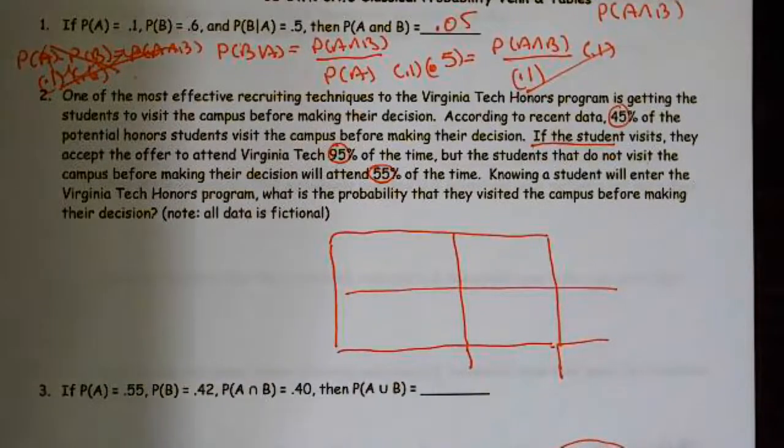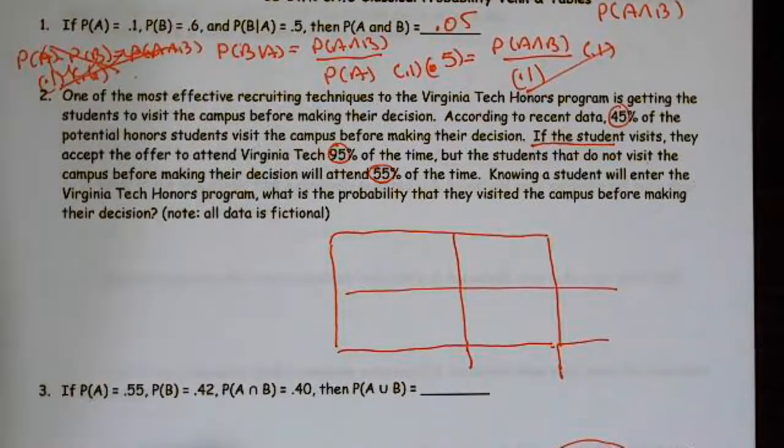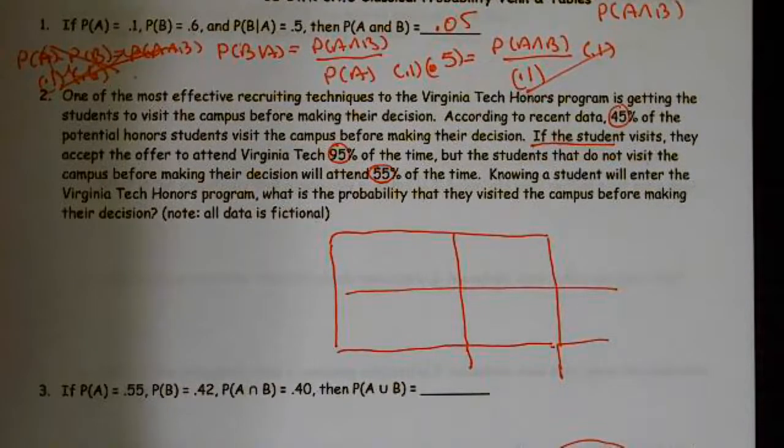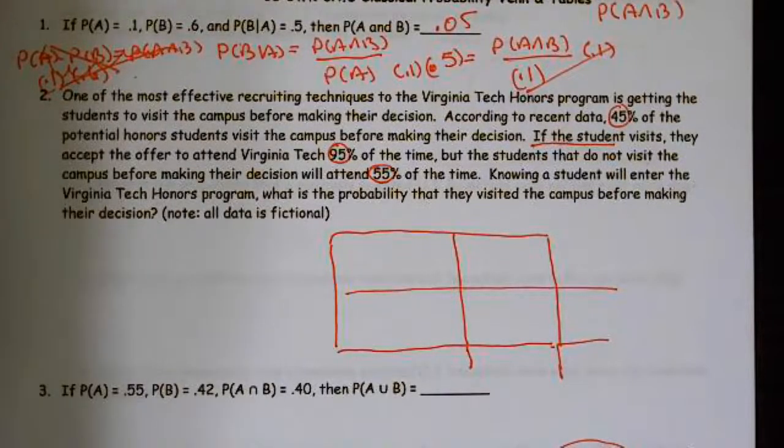One of the most effective recruiting techniques to the Virginia Tech Honors Program is getting the students to visit campus before making a decision. According to recent data, 45% of the potential honor students visit the campus before making their decision. If the student visits, they accept the offer to attend Virginia Tech 95% of the time. The students that do not visit the campus before making a decision will attend 55% of the time. Knowing a student will enter the Virginia Tech Honors Program, what is the probability that they visited the campus before making their decision? All right.